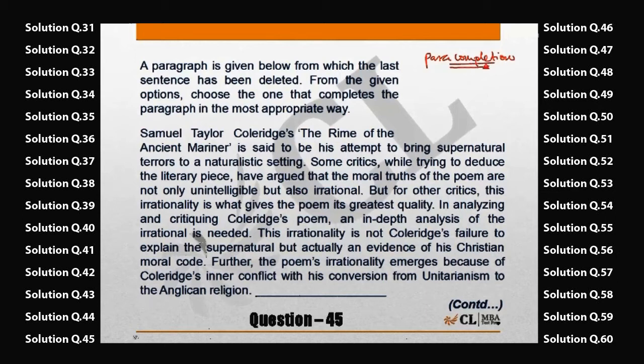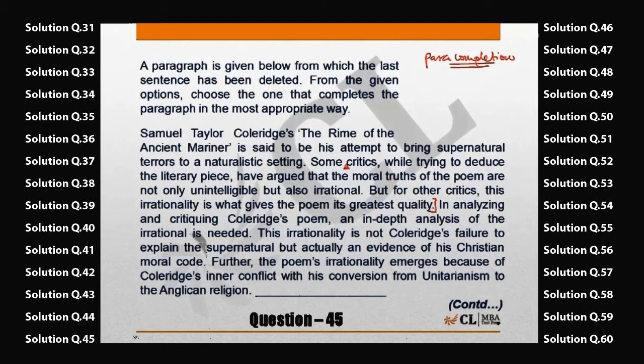We will follow the same process. Samuel Taylor Coleridge's The Rime of the Ancient Mariner is said to be his attempt to bring supernatural terrors to a naturalistic setting. Some critics, while trying to deduce the literary piece, have argued that the moral truth of the poem is not only unintelligible but also irrational. But for other critics, this irrationality is what gives the poem its greatest quality.